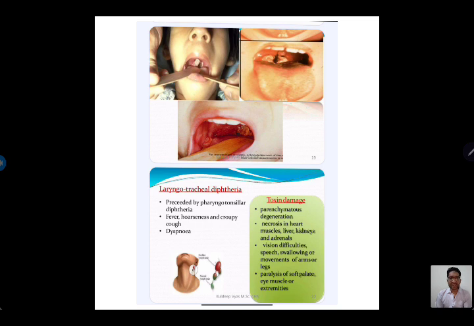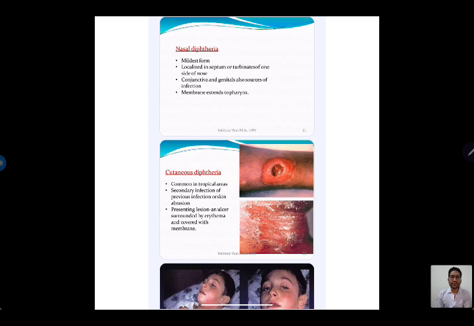Vision difficulties, difficulty with speech, swallowing or movement of the arms or legs, paralysis of the soft palate, eye muscles or the extremities. Nasal diphtheria is the mildest form, localized in the septum and turbinate of one side of the nose. Conjunctiva and the genitals are also sources of infection.